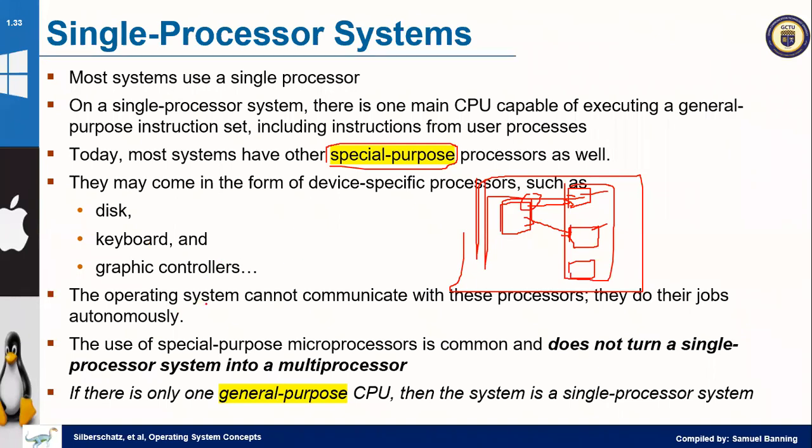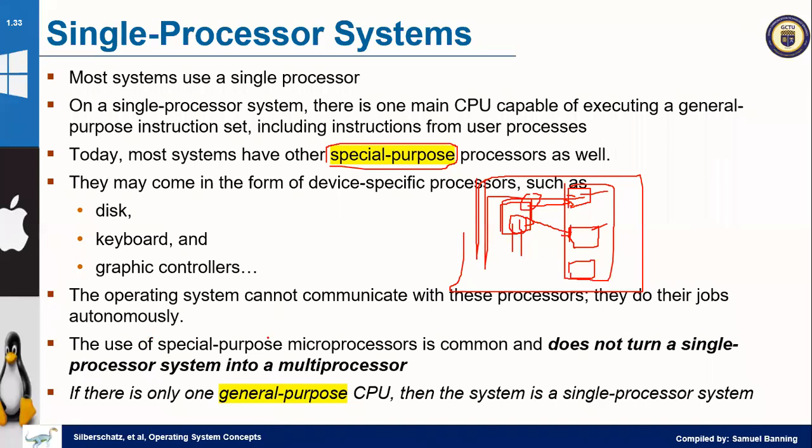The operating system cannot communicate with these special purpose processors. The operating system deals only with the main processor. If there's a need for scheduling, if there's any instruction, the operating system will send it only to the main processor, and the main processor will now communicate with these special purpose processors.